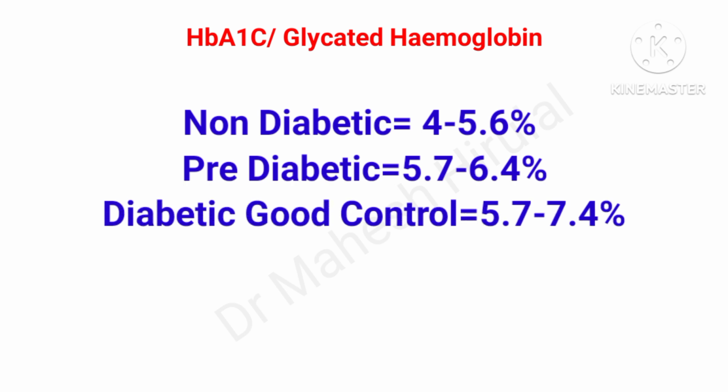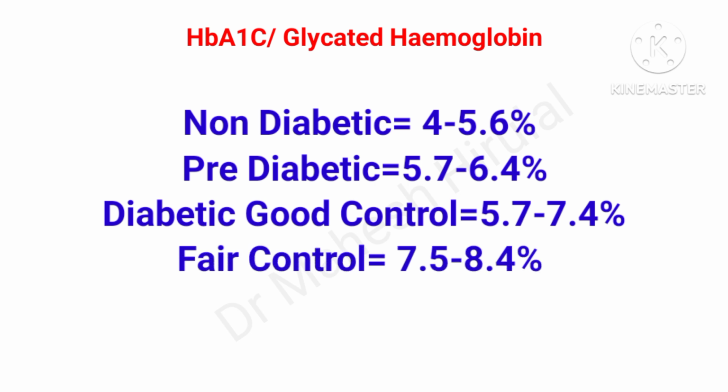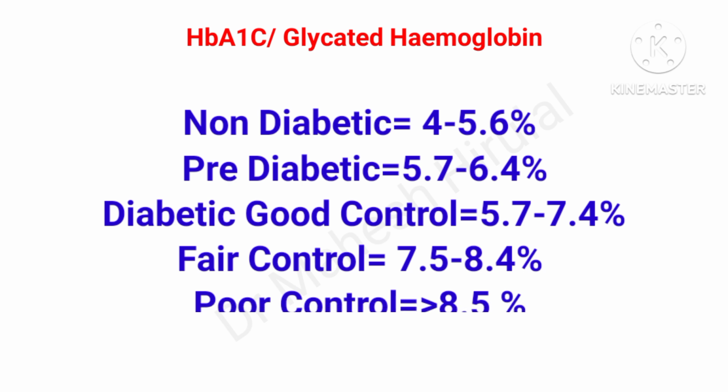If a patient is already diagnosed with diabetes mellitus and HbA1c shows 5.7 to 7.4 percent, then the diabetes is under good control. If it is between 7.5 and 8.4, then diabetes is under fair control. If it is more than 8.5 percent, then the diabetes is under poor control. With the value of HbA1c, we can also calculate the average blood glucose level for 3 months.